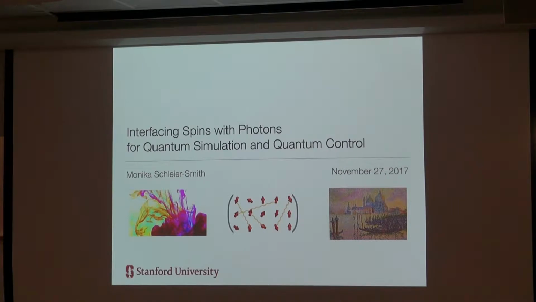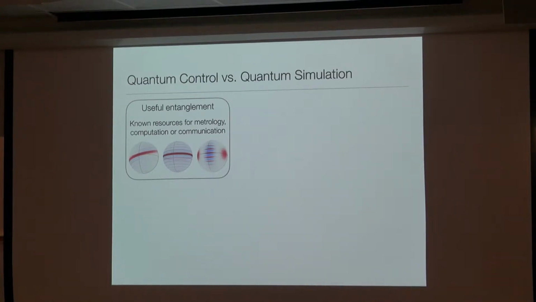The title of my talk is Interfacing Spins with Photons for Quantum Simulation and Quantum Control. What do I mean by quantum simulation and quantum control? Roughly speaking, when I say quantum control, I'm thinking about the effort to engineer useful entangled states. There's a whole class of states that, it's known, if we could make them, would be useful, maybe for computation, maybe for precision measurements. They have names. You can draw pictures of them.